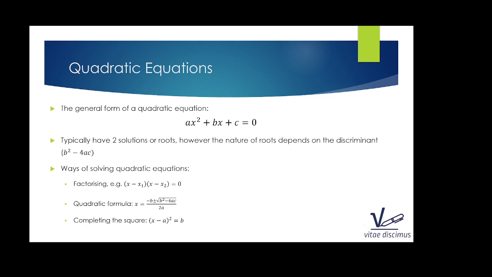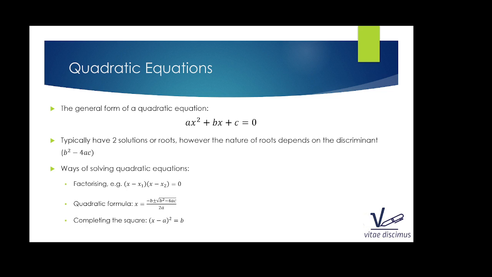Typically there are two solutions, or what we call the roots of the equation, and the nature of those roots depends on what we call the discriminant, which is b squared minus 4ac, based on the standard form of the equation.